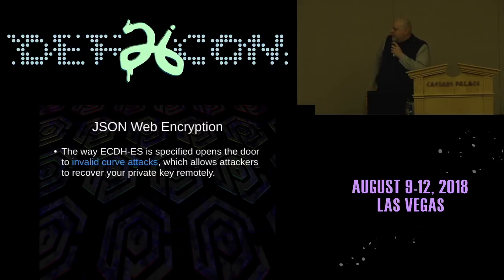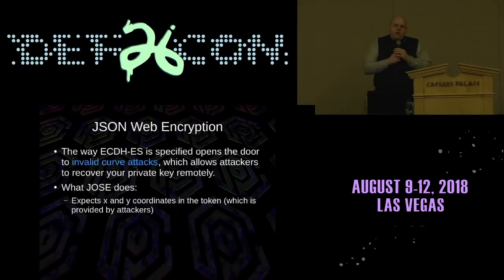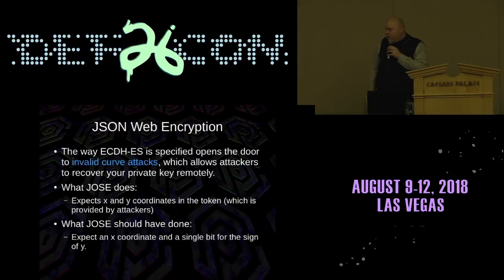Furthermore, the ECDH-ES, which is elliptic curve Diffie-Hellman encryption, the way they specified it in the JOSE standards opened the door to invalid curve attacks, which allow an attacker to keep feeding you tokens and then steal your private key. The reason why this is the case is that they say it must specify the X and Y coordinate of your public key point. What it should have done is either only specified one of the coordinates and a signing bit, or make point validation an explicit part of the standard. And they did neither of these.